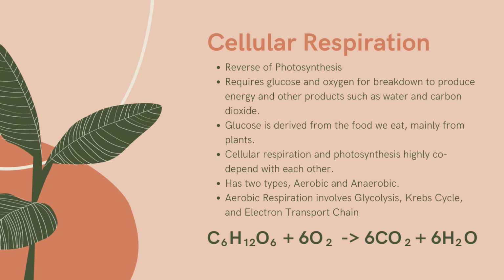The overall equation for cellular respiration is C6H12O6 plus 6 molecules of oxygen produces 6 molecules of carbon dioxide and 6 molecules of water. As you can see, it is really the reverse of photosynthesis, because in photosynthesis we produce glucose and oxygen from carbon dioxide and water. Now we are producing carbon dioxide and water from glucose and oxygen.